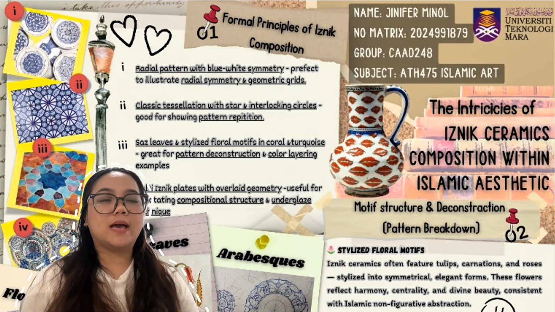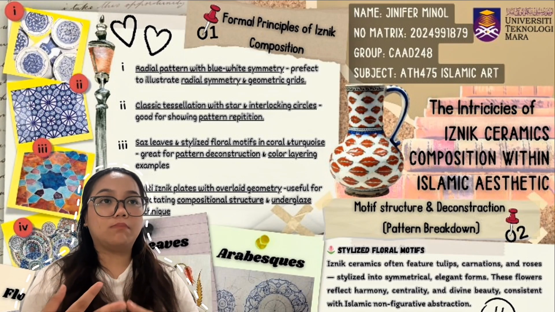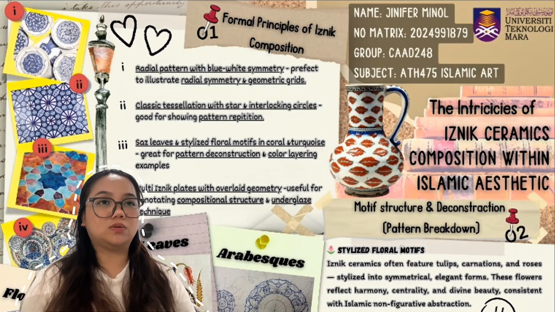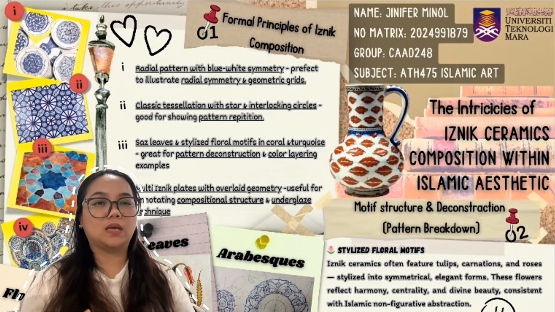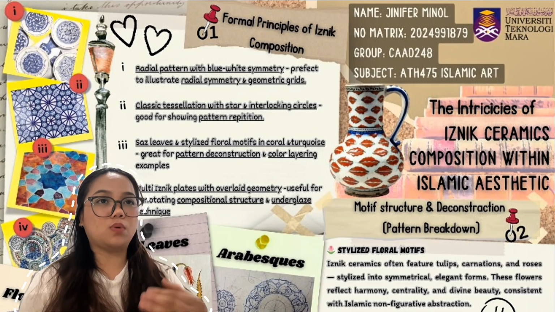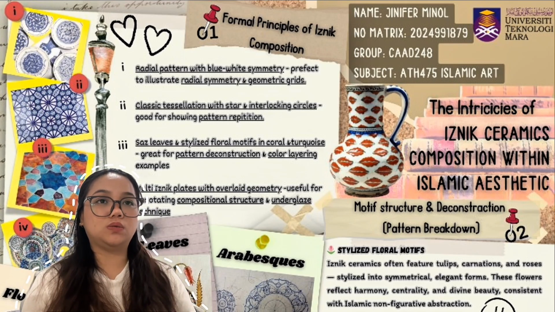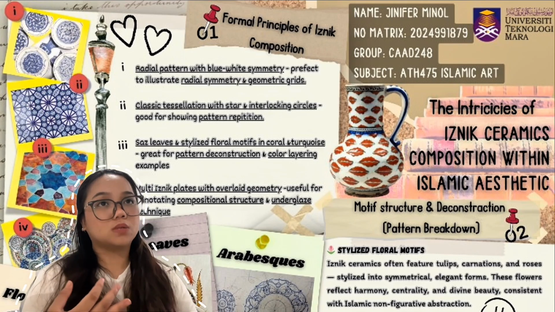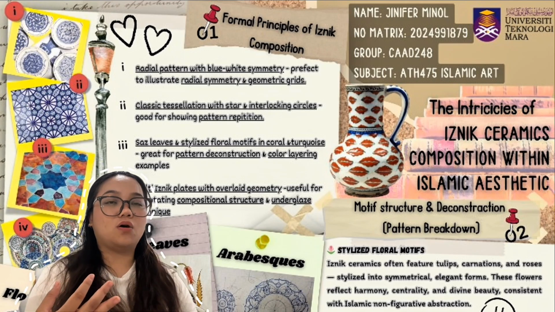From my research, I focused on several key components, which are motif, symmetry, pattern structure, and color symbolism. The motifs commonly used in the design include stylized flowers such as tulips, carnations, roses, and hyacinths. These were not just decorative, but symbolized paradise, purity, and the divine beauty in nature. The compositions usually used repetitive and symmetrical arrangements, often based on geometric frameworks. This kind of structure is central in Islamic art as it represents balance, unity, and the idea of infinity.